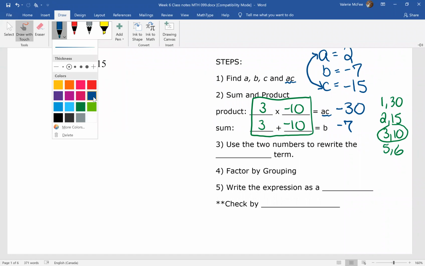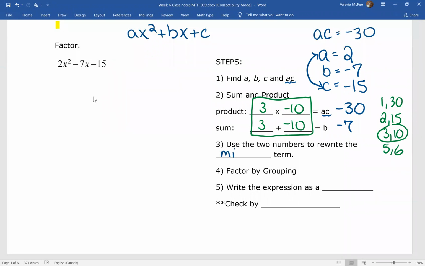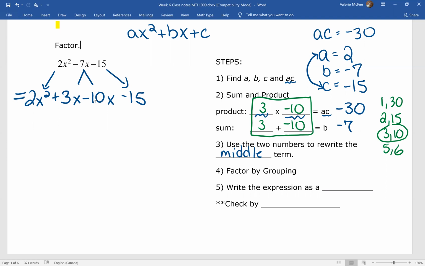We're going to use the two numbers we found to rewrite the term in the middle. We're going to rewrite negative 7x. We're going to use the 3 and the negative 10. Plus 3x minus 10x gives us negative 7x. Keep the 2x squared. Keep the negative 15. So all of this is still equal to our trinomial. We just took negative 7x and rewrote it as 3x minus 10x.